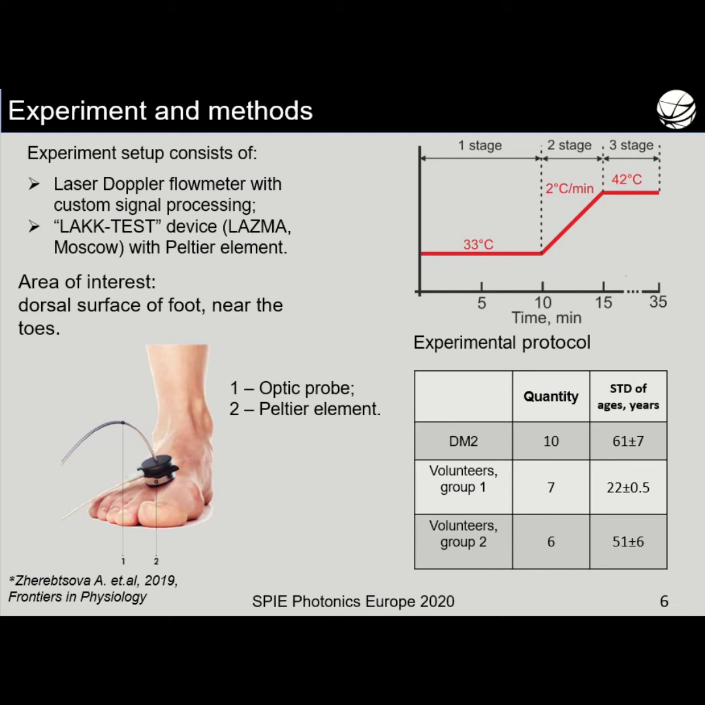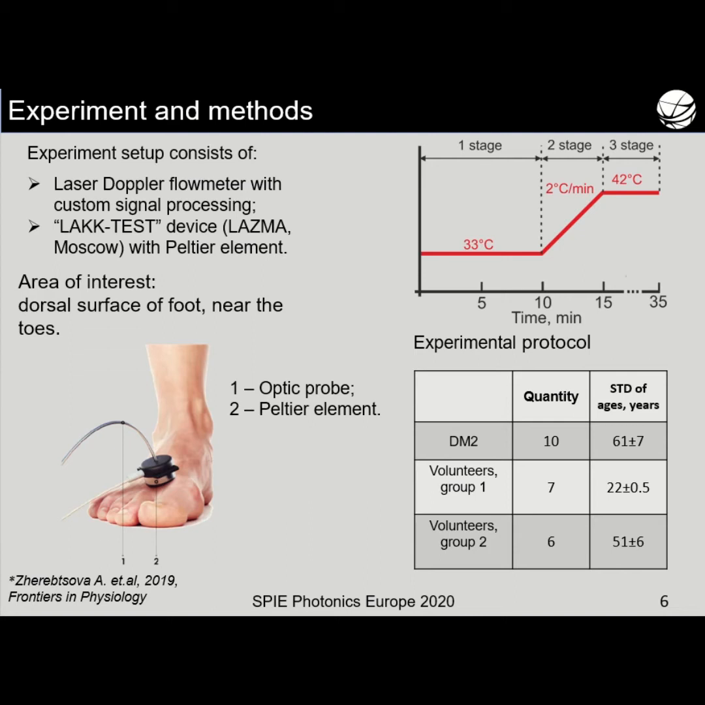To test our approach for diabetes mellitus type 2 complications, we developed the following protocol. We chose the dorsal surface of the foot near the toe as the area of interest and placed the Doppler probe coaxially combined with a Peltier element. This area was chosen because DM2 complications are usually connected with microcirculation of foot skin. Lack of blood perfusion leads to loss of proprioception and sense of pain, as well as causes ulcers and even necrosis.